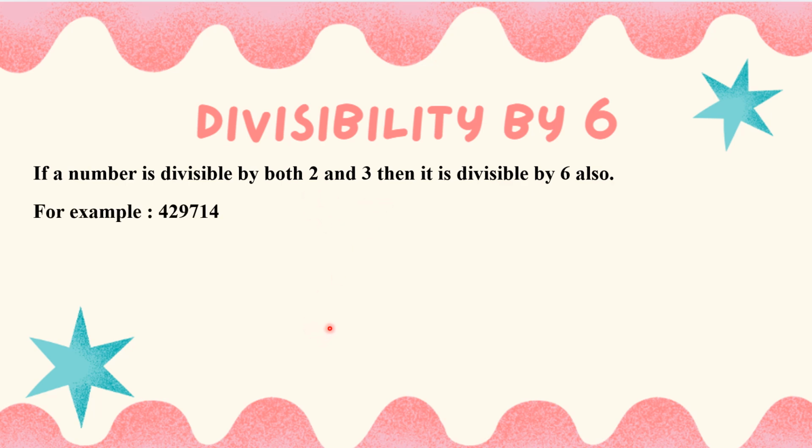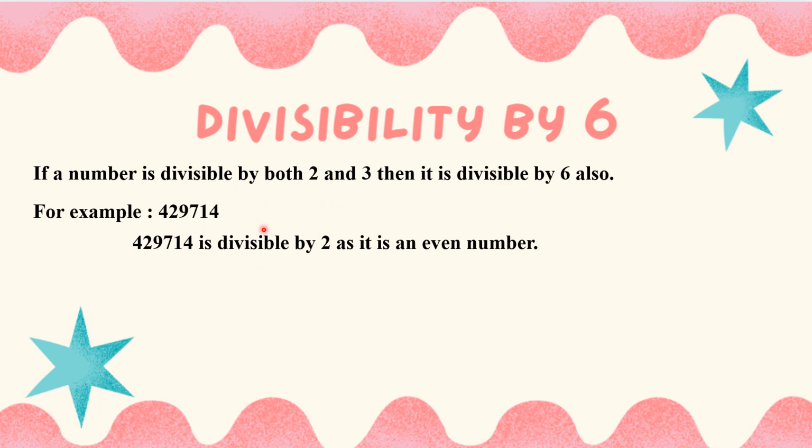So let's see one example. I have taken this number. This is a 6-digit number. First I am going to check whether this number is divisible by 2 or not. Just recall the divisibility rule of 2. The rule tells that if a number is an even number, or if the number ends with 0, 2, 4, 6 and 8, we can say that number is divisible by 2. Here the unit place is 4, so it is divisible by 2.